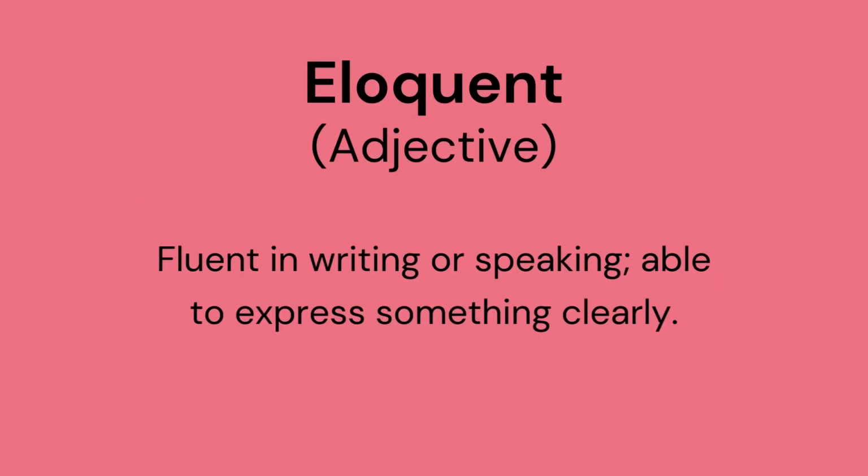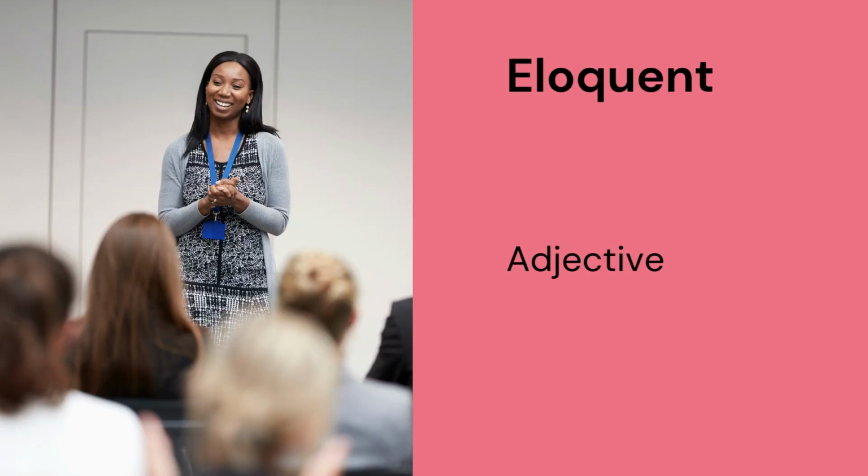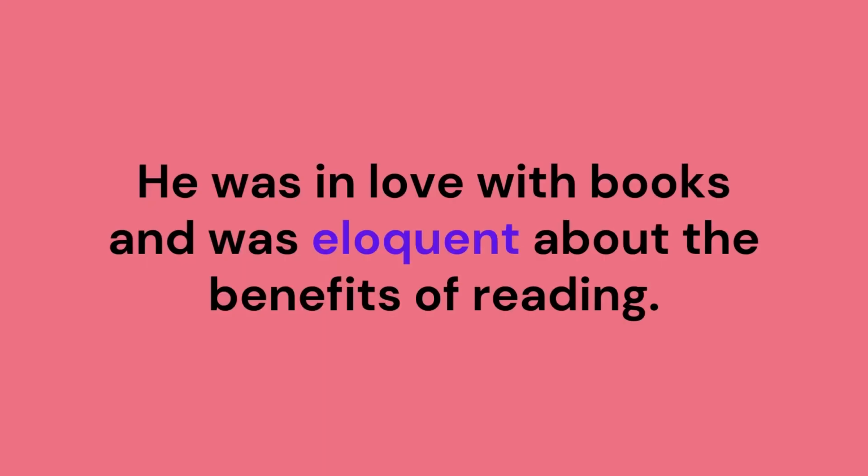Eloquent. Eloquent is an adjective, and it means somebody who is fluent in writing or speaking, somebody who's able to express something clearly. We can also use a word perhaps, well spoken. Eloquent, we can imagine a person easily getting up in front of a group of people and speaking to them in a very engaging manner, getting their interest. And eloquent is an adjective, and here is our sentence. He was in love with books and was eloquent about the benefits of reading.